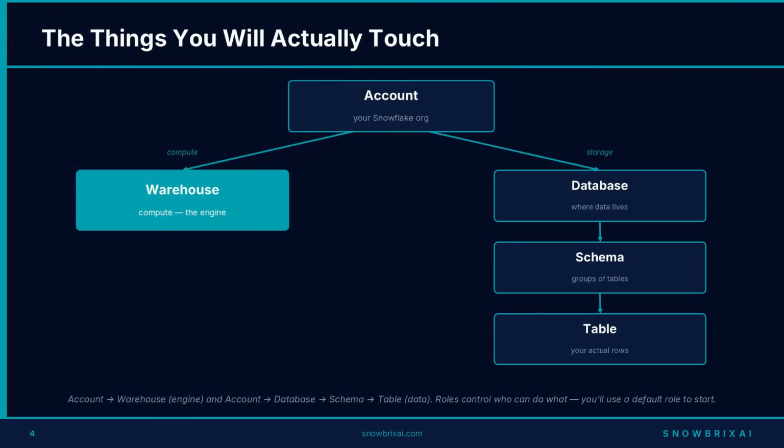Let me show you the pieces you will actually touch. At the top is your account, inside it a warehouse, which is your compute engine, and separately a database, which holds a schema, which holds a table. Say that order out loud: database, schema, table. The warehouse is the engine; the database, schema and table are simply where your data lives. One more thing controls who can do what, and that is a role. To start, you will just use a default role that Snowflake already gives you. That is the entire map.